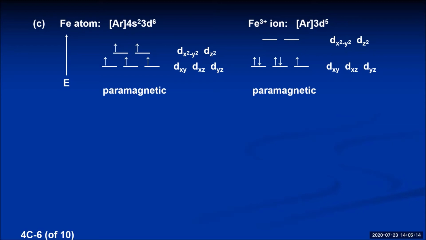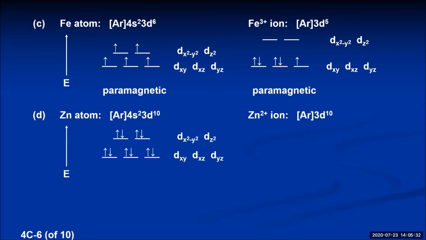D is a zinc positive 2 ion. The zinc atom's configuration is [Ar] 4s2 3d10. To make a positive 2 ion, you would remove the 4s electrons, so the zinc ion would wind up having 10 d electrons. And with 10 d electrons, it doesn't matter if the splitting energy is large or small. The only arrangement that those electrons can have is filling all 5 of the different d orbitals. There are no unpaired electrons. This would therefore be diamagnetic.